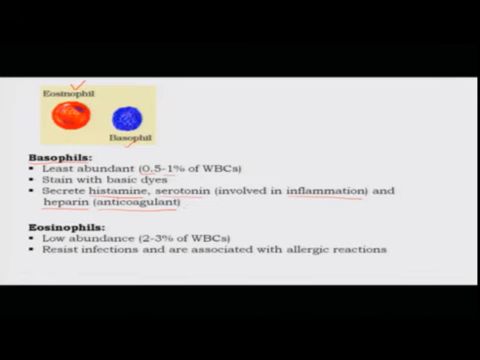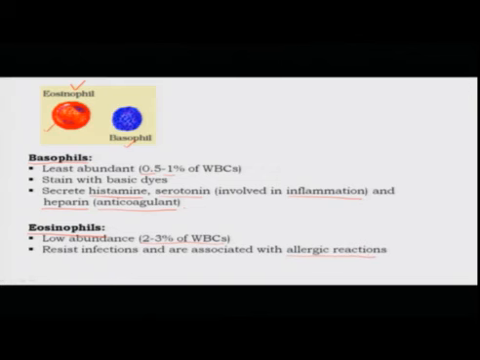Now, the next type of cells is the eosinophils. Again, where does the name eosinophil come from? Eosinophil means acid-loving cells. Eosin is a kind of acidic dye which is used to stain these cells. Since these cells get stained red with eosin, they are called eosinophils. They are of low abundance, only 2 to 3% of the WBCs are eosinophils, and they are also involved in the process of resistance to infections, and they are often associated with allergic reactions.